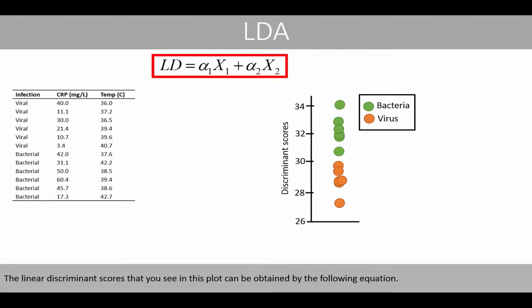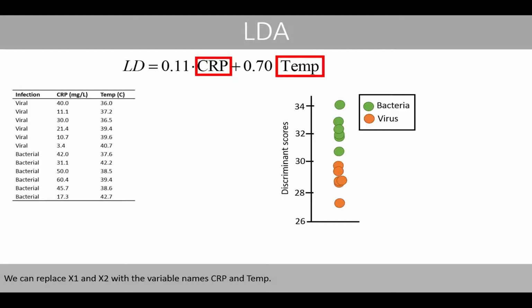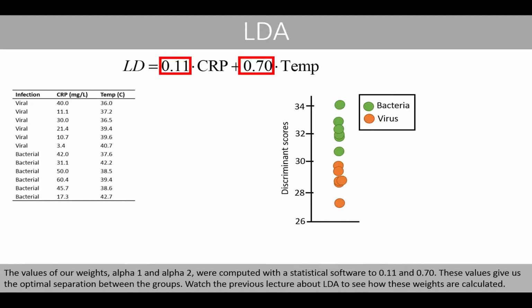The linear discriminant scores that you see in this plot can be obtained by the following equation. We can replace x1 and x2 with the variable names CRP and temp. The values of our weights, alpha 1 and alpha 2, were computed with the statistical software to 0.11 and 0.7. These values give us the optimal separation between the groups. Watch the previous lecture about the LDA to see how these weights are calculated.